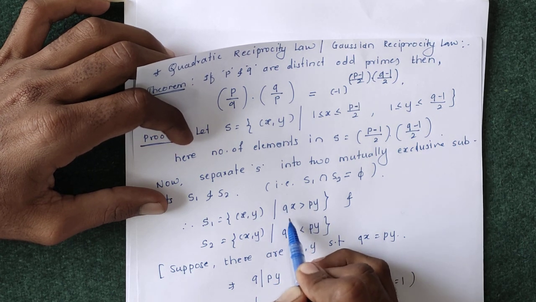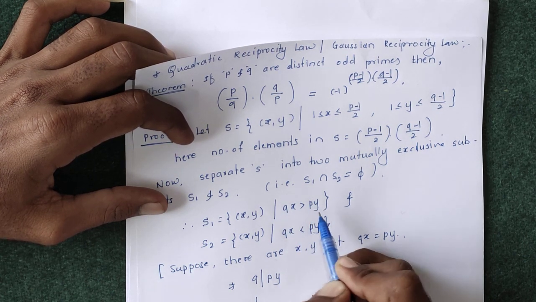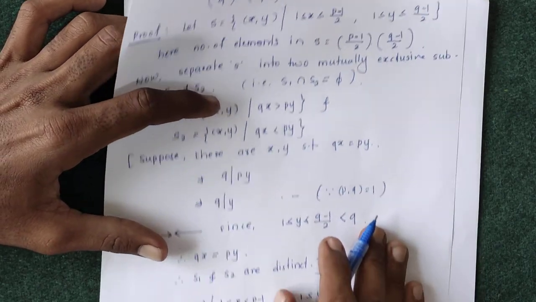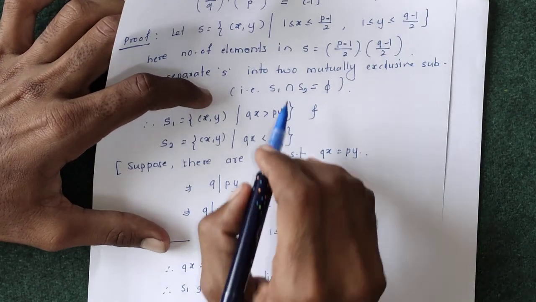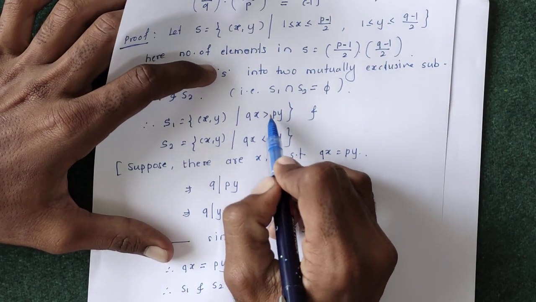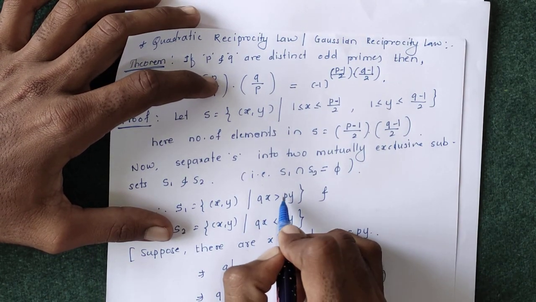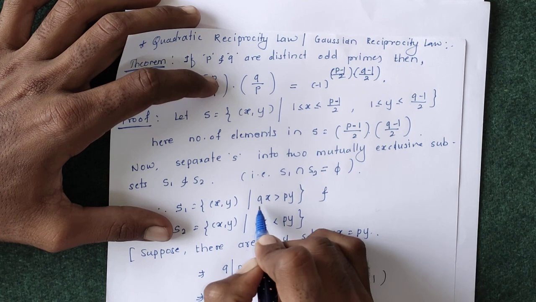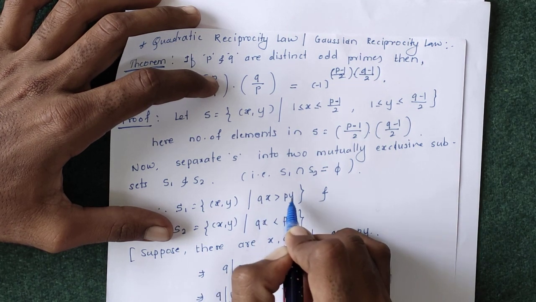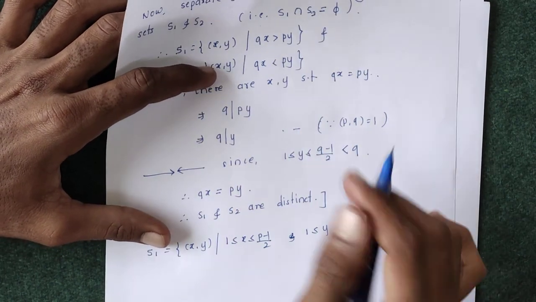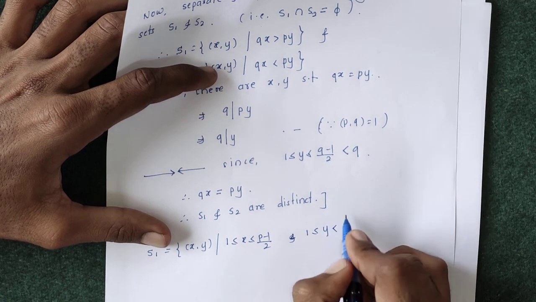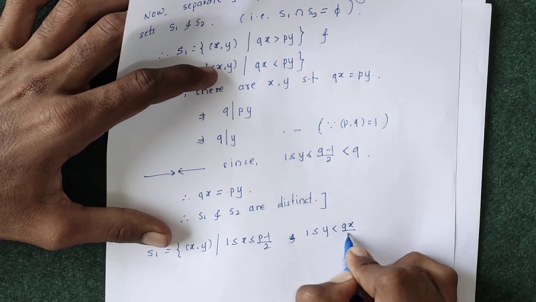So Qx is greater than Py. So 1 is less than or equal to y, and I can write here y is less than Qx by P. If we divide both sides by P, then we will get Qx by P is greater than y. So y is less than Qx by P.